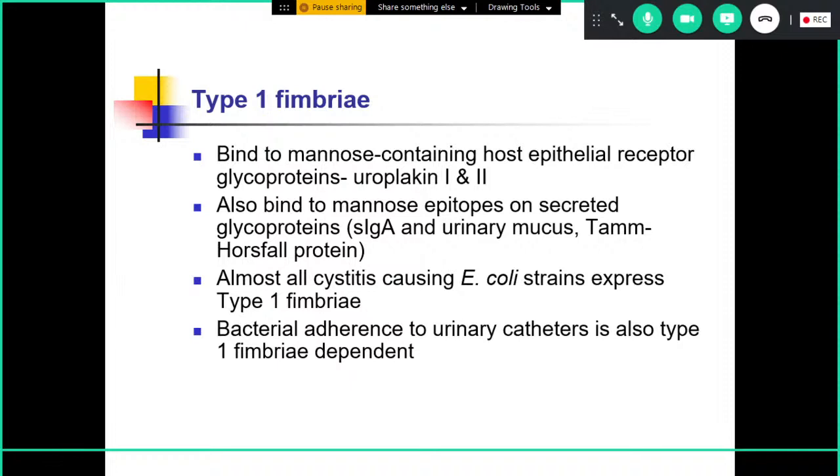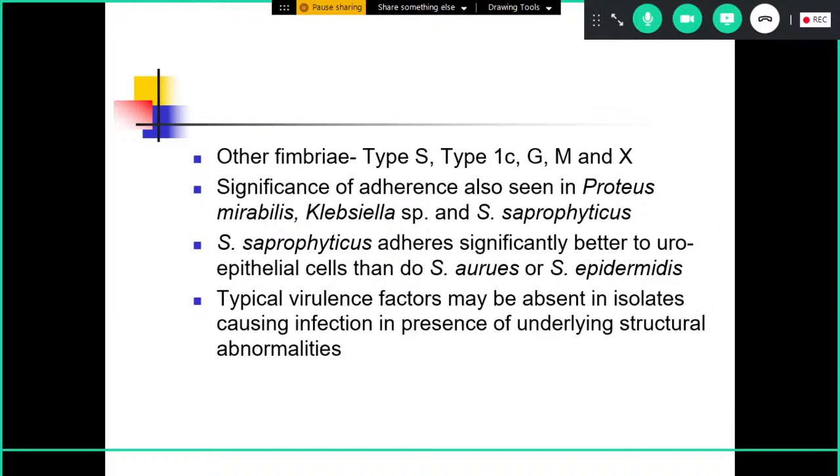Almost all cystitis causing E. coli strains express type 1 fimbriae. So remember that we talked of the P fimbriae, then there are certain type 1 fimbriae. And besides these, there are other fimbriae like type S, type 1C, G, M, S. And this significance of adherence is seen not only in E. coli, it is also seen in Proteus, Klebsiella, Staph saprophyticus. Staph saprophyticus adheres significantly better to uroepithelial cells than Staph aureus and epidermidis.